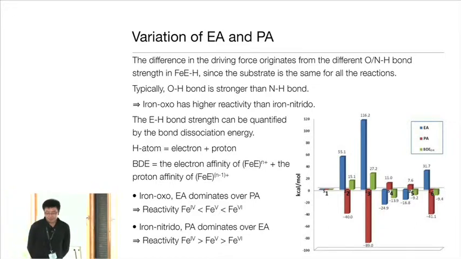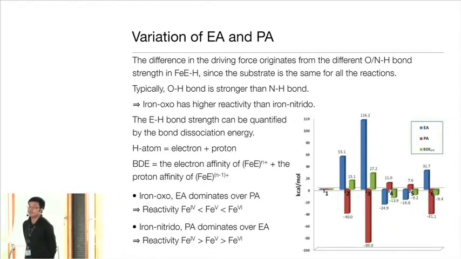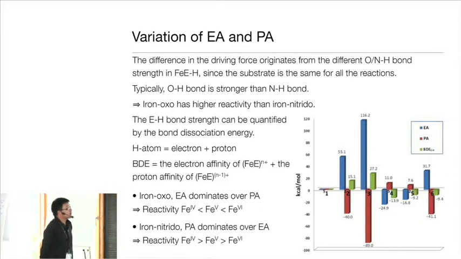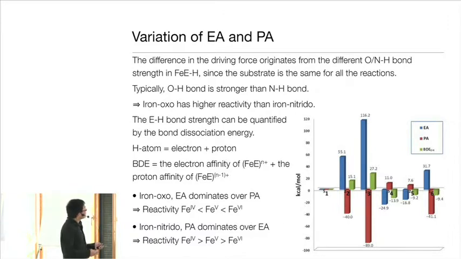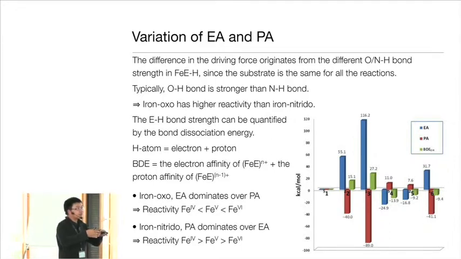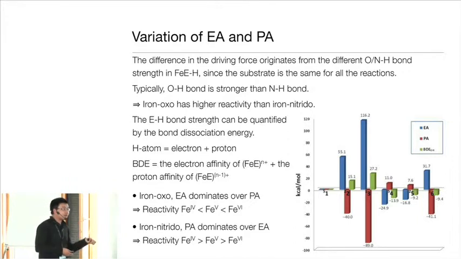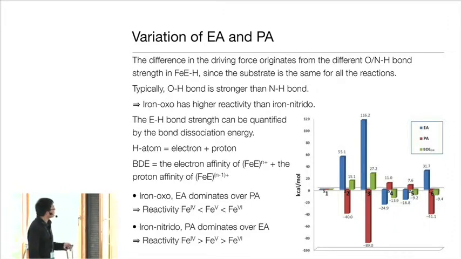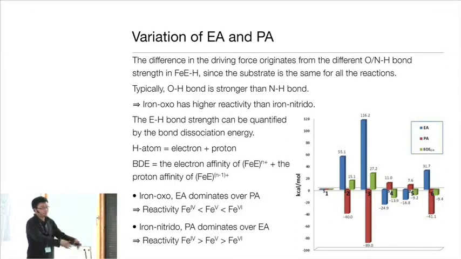And then we went one step further, because we believe hydrogen atom transfer is a special kind of proton-coupled electron transfer. Once we know the driving force makes sense, we calculate the bond dissociation energy of that OH or NH bond, and then we divide this strength into the electron part and the proton part. The bond dissociation energy is equal to the electron affinity of the high-valent Fe oxo or nitrido compound plus the proton affinity of the one-electron reduced form. That is what we decompose into two parts.